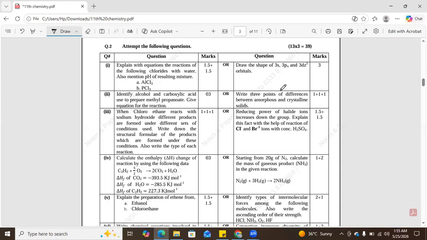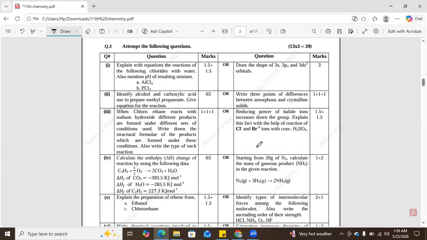Write 3 points of differences between amorphous and crystalline solids. When chloroethane reacts with sodium hydroxide, different products are formed under different sets of conditions used. Write down the structural formula of the products which are formed under these conditions. Also write the type of each reaction.